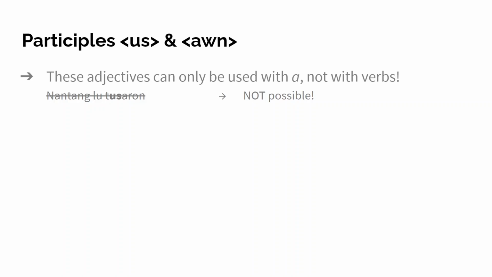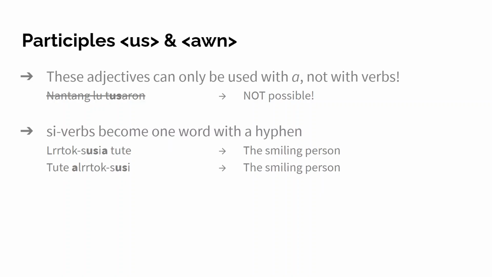With these adjectives that are built with us and aun, I cannot do this. I can only use them together with the adjective a to directly bind them to a noun. So nantang lu tusaron is not possible to say the nantang is hunting. We will look at how to build the nantang is hunting sentence in a bit, so don't worry, we will cover that. Just a small thing about writing conventions.